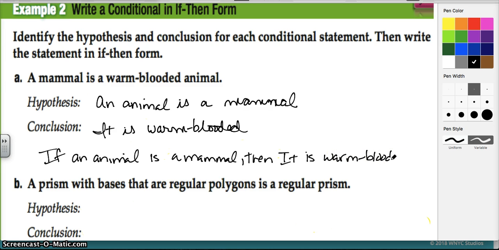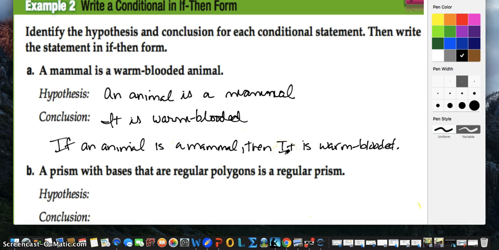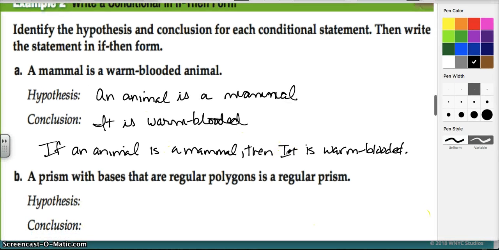Does that make sense? I hope it does. Sometimes I get a little confused, honestly, figuring out which one is the hypothesis and the conclusion. Just do your best. It's all good. You know, we'll make it make sense.